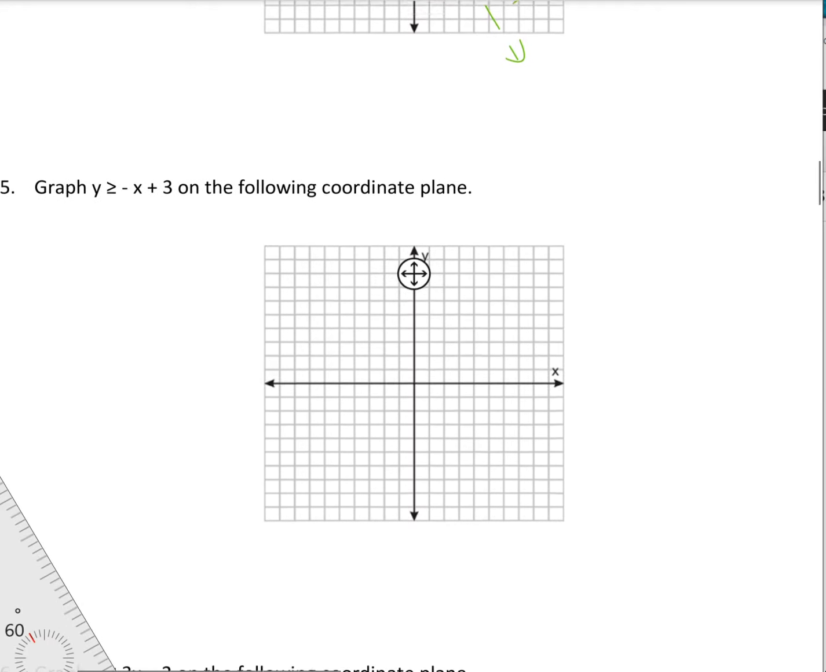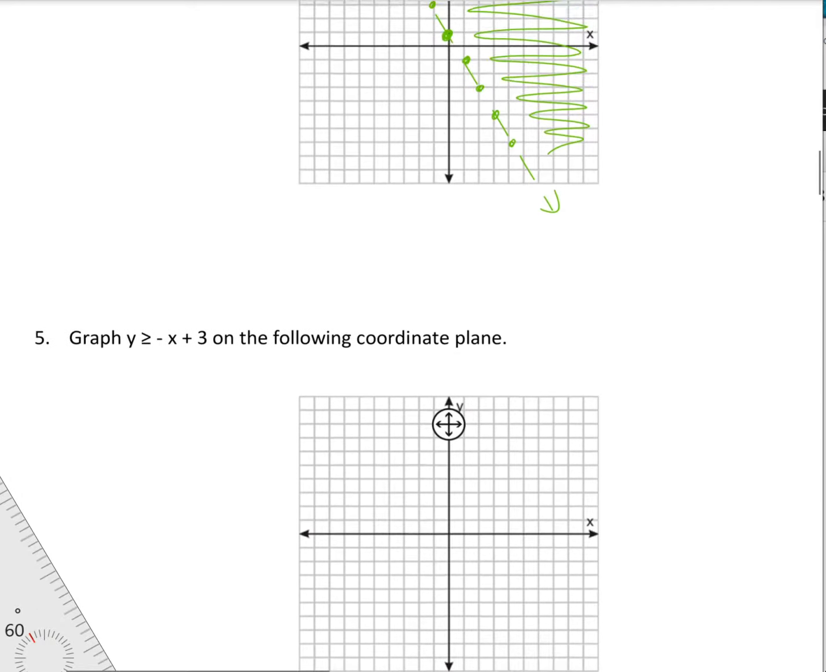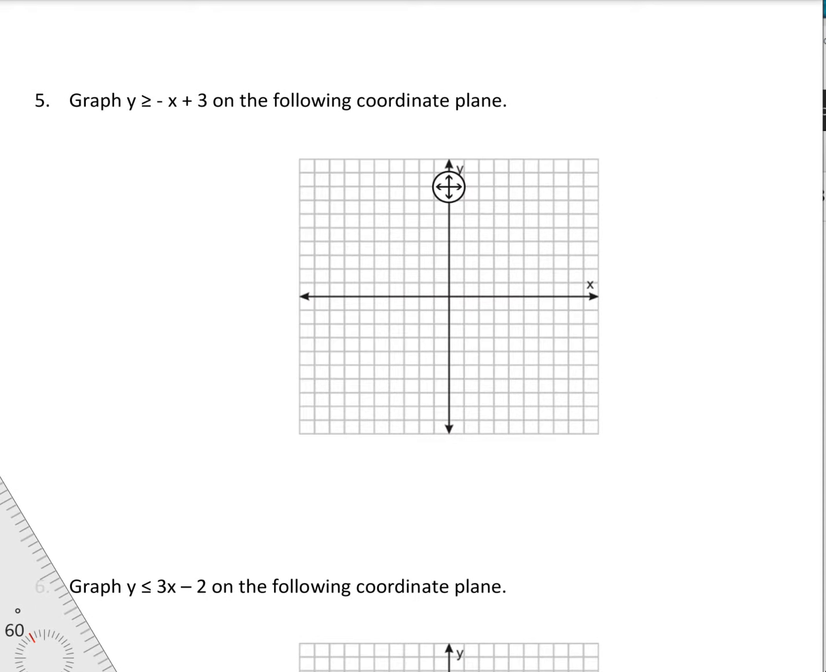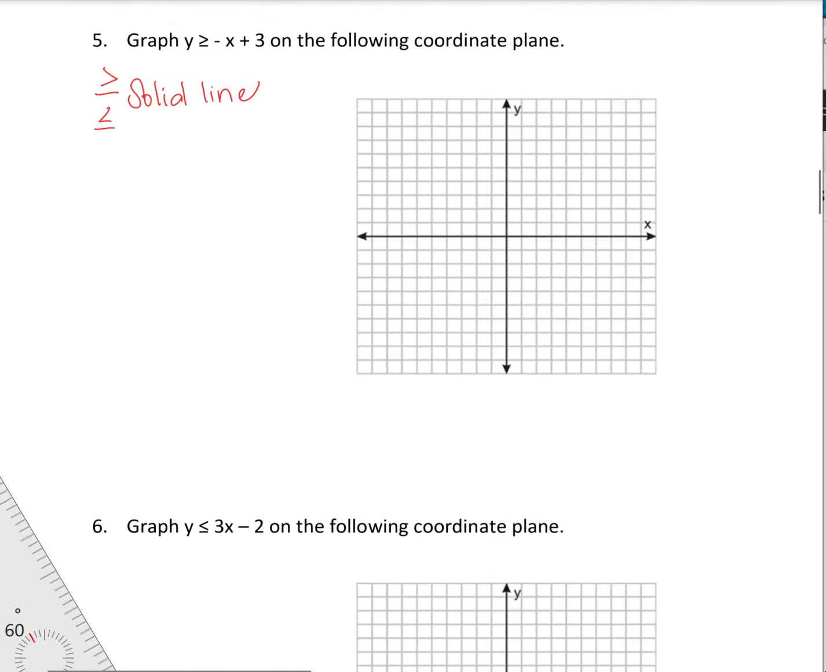Now, for question 5, we're going to do y greater than or equal to. So remember, when you're doing greater than or equal to, less than or equal to, you're going to have a solid line. Remember, solid line means that it's included. If an answer falls on that line, it is included. Remember, if it's dashed, it's not included.